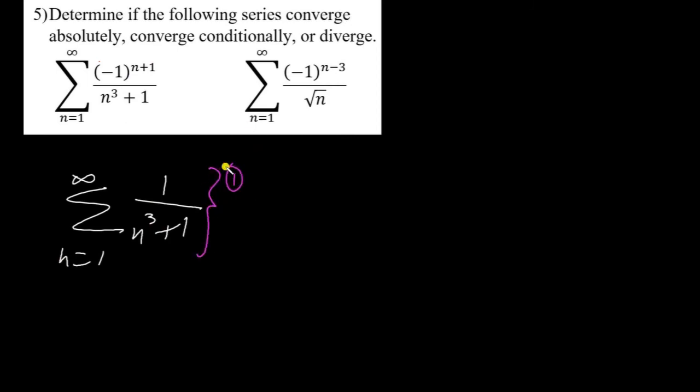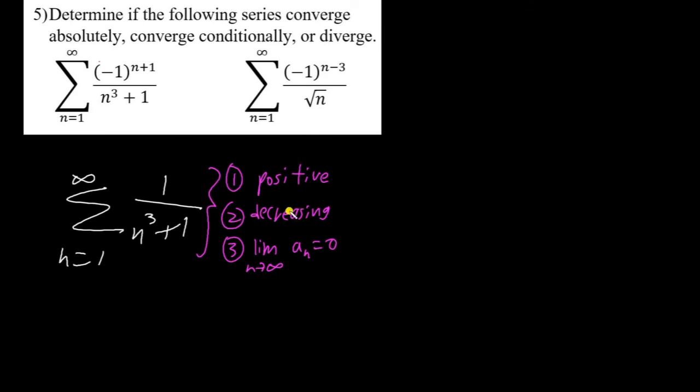First, it has to be positive. Second, it has to be decreasing. And third, it has to pass the nth term test, so the limit as n goes to infinity has to equal 0. Okay? So does our series here meet those 3 conditions?